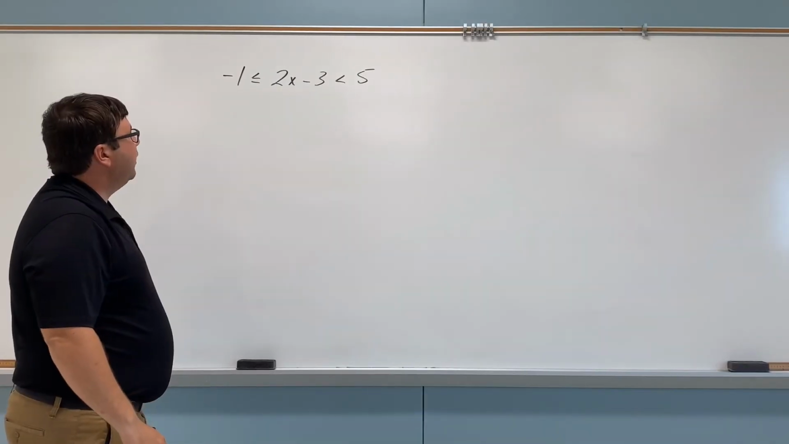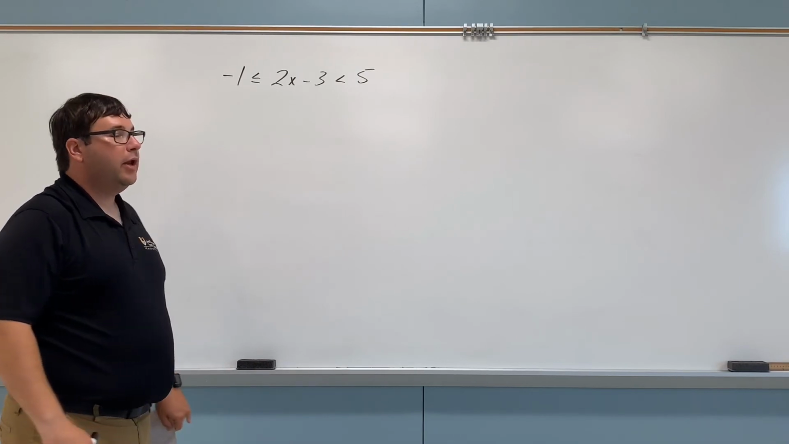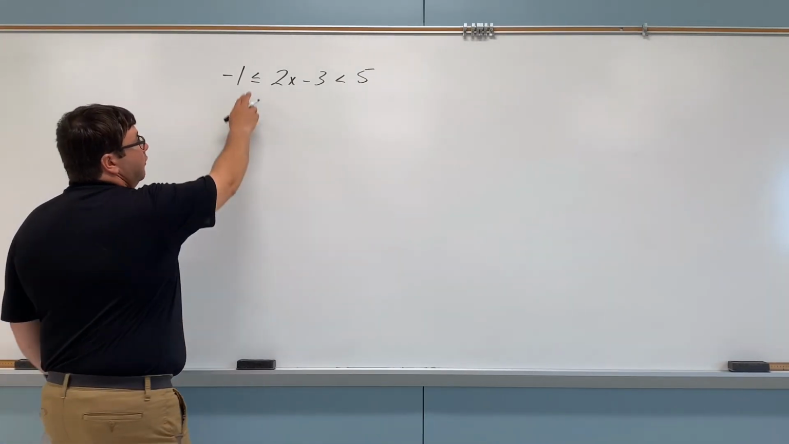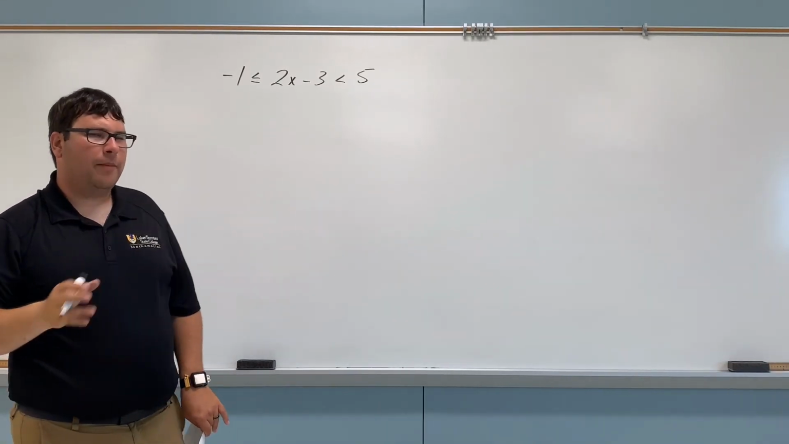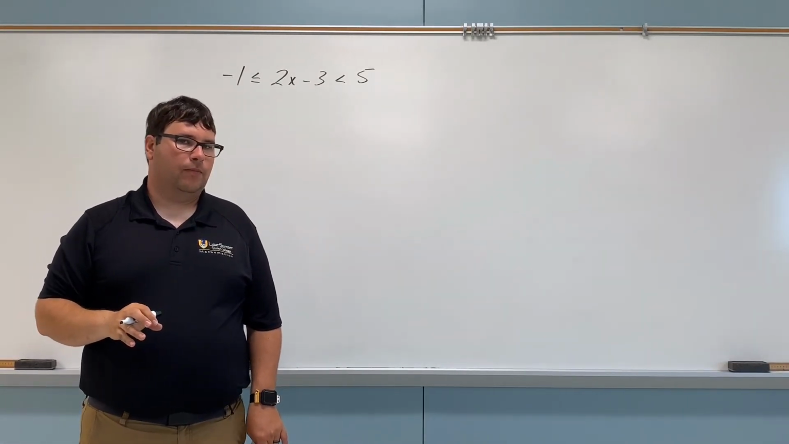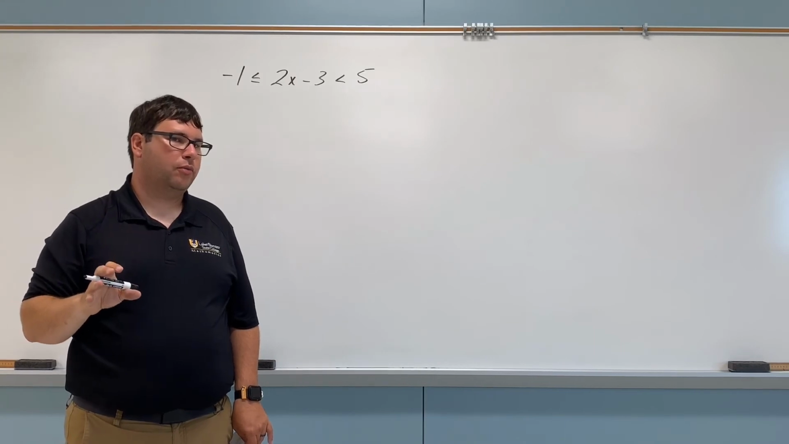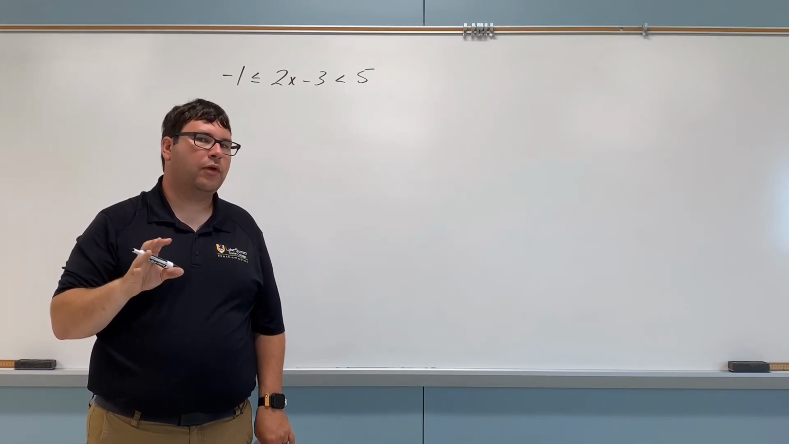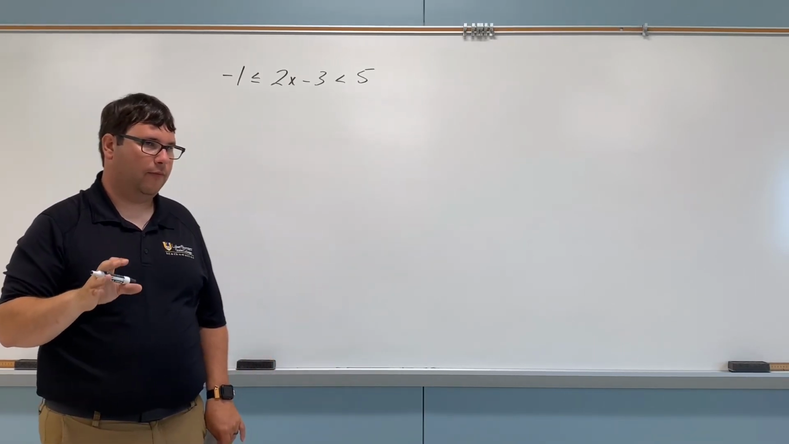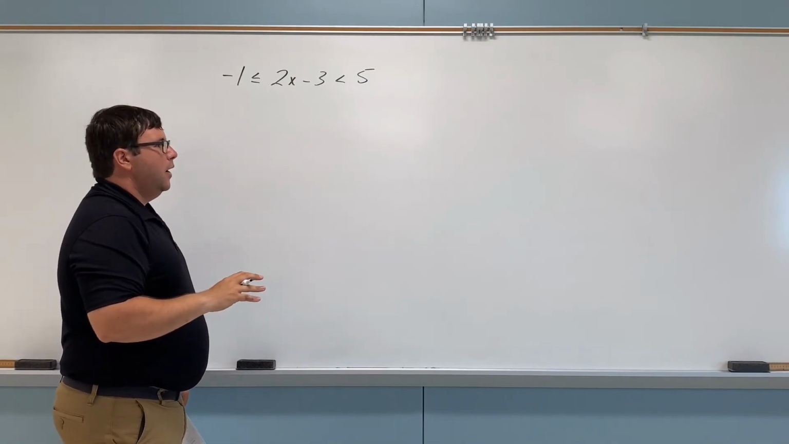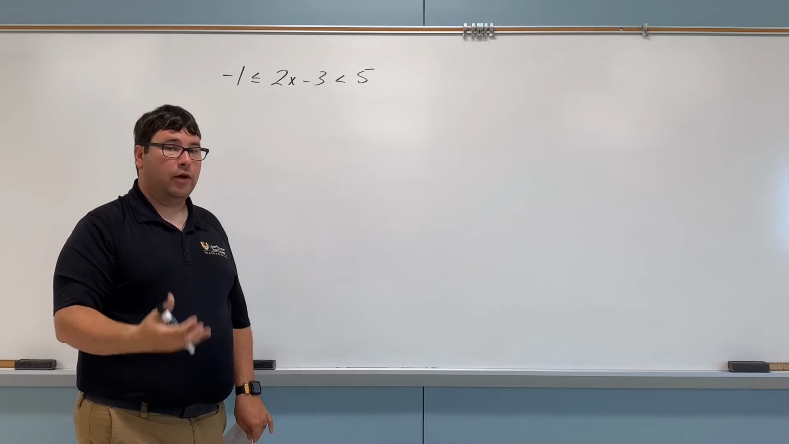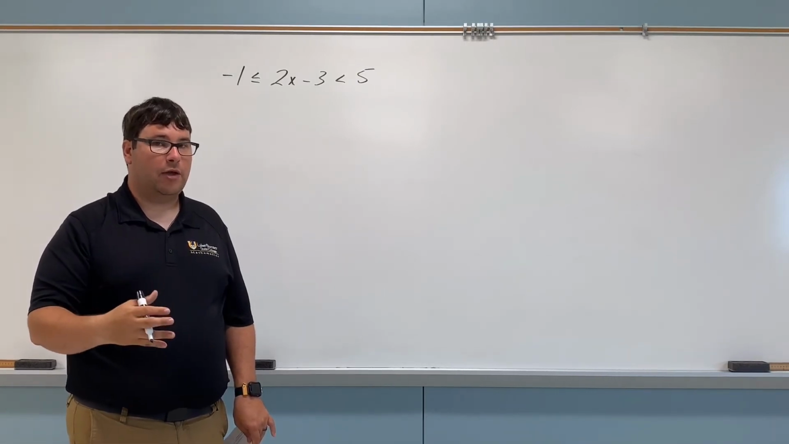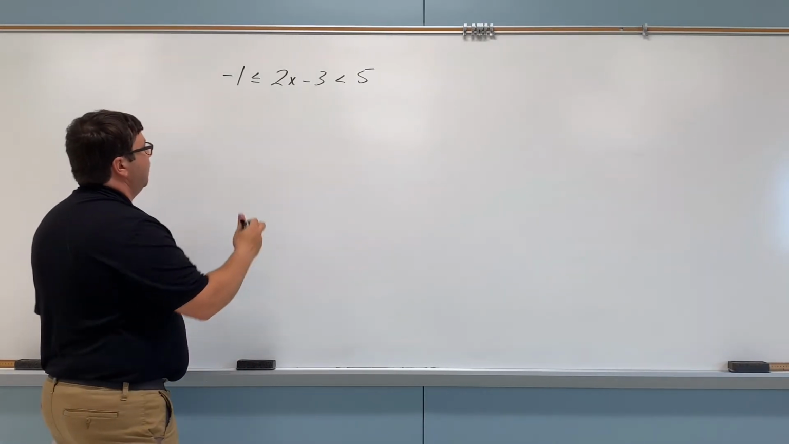Now, what I'm looking at here is a compound inequality. You know that because you have two inequality signs. And there's a couple things that you can do here. So I'm going to show you two different ways to solve this problem very, very quickly. If you're looking at this problem from the perspective that we said earlier, it's two separate inequalities. This is what you would do.